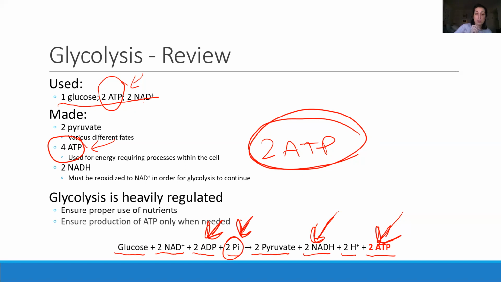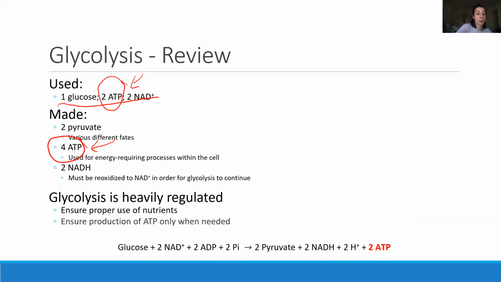Another point of review I want to remind you of is that glycolysis is heavily regulated. I tried to stop at various points to talk about enzymes that are regulation points along the pathway. I'm going to highlight those again more, but those enzymes are important to remember. It's important to understand those regulation points because they are there so that the production of ATP is only occurring when needed, right? We do not want to waste energy to make ATP if it is not needed.